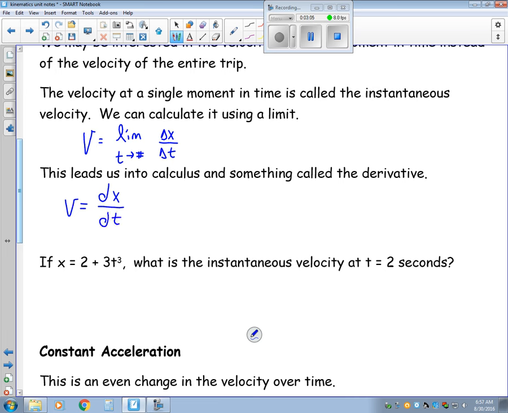If you think about it, what we've done is just change our deltas into d's. So our triangles become d's. That's really the bridge between algebra physics and calculus physics. Those of you taking calculus, you'll appreciate this pretty soon.